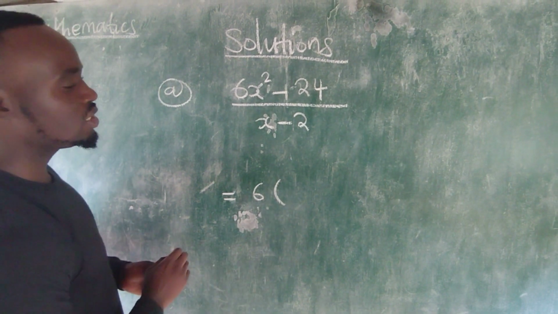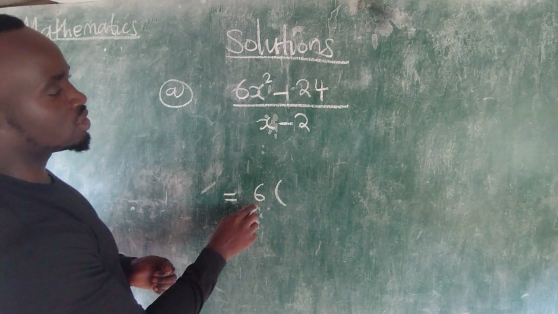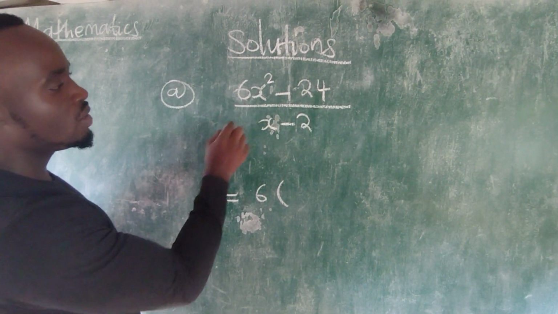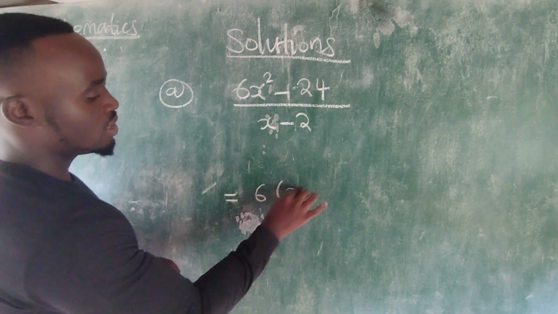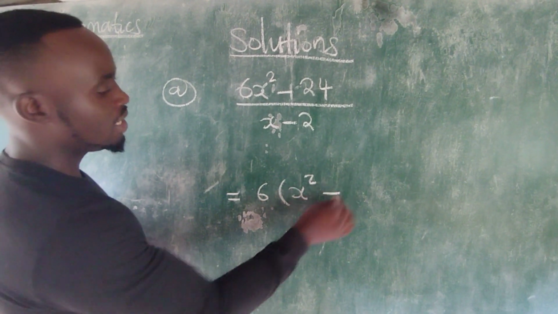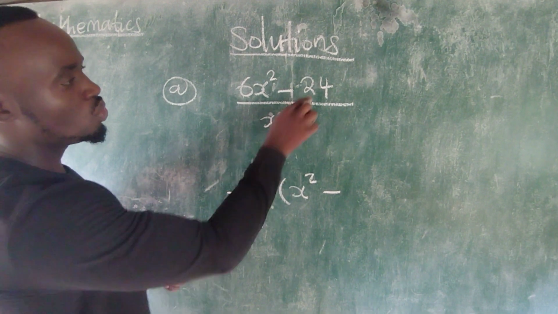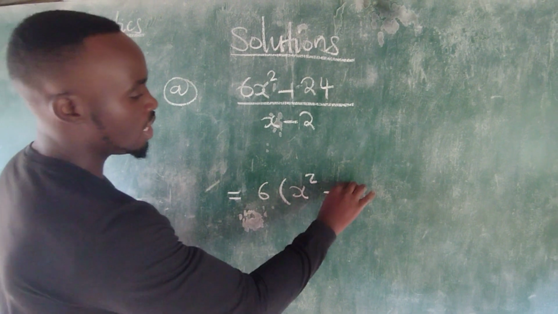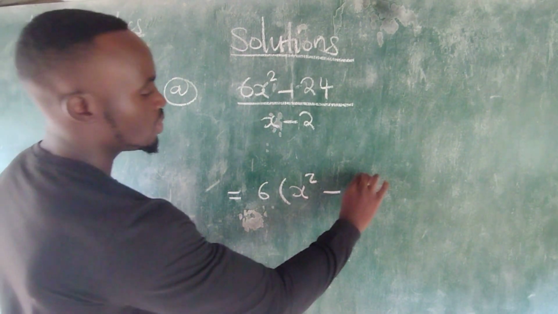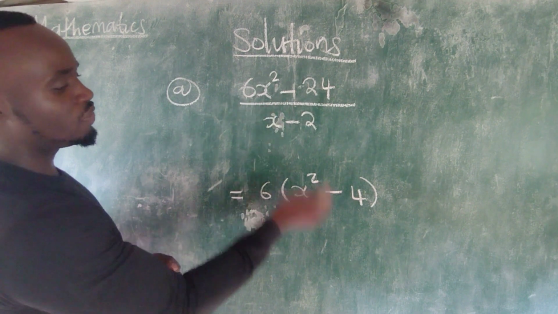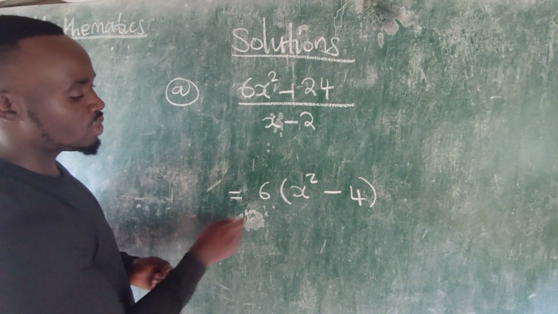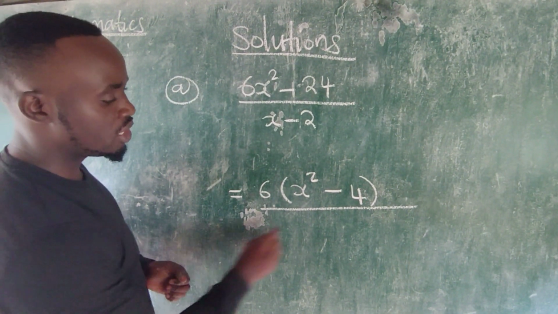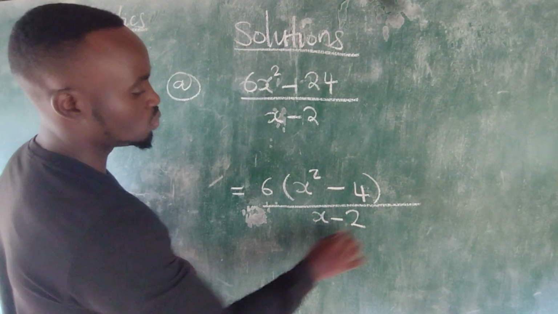You write open bracket. Now when you factor out 6, it means that you start dividing now. 6 into this 6, it's a 1, so you only remain with x squared. You write x squared minus 6 into 24. How many times does 6 go into 24? It goes there 4 times. You close. So on top you are factorized like this. Then over, just write it the way it is, your denominator, which is x minus 2.